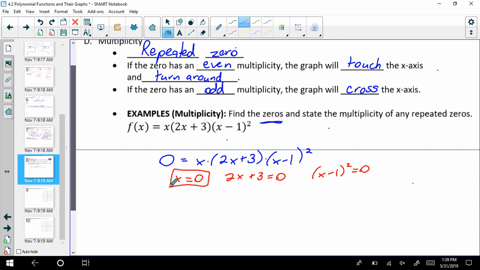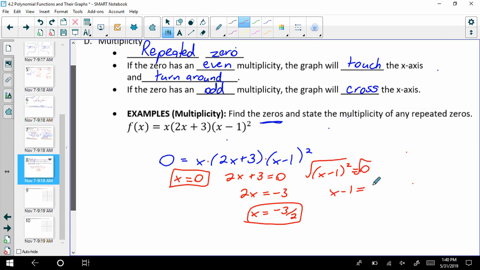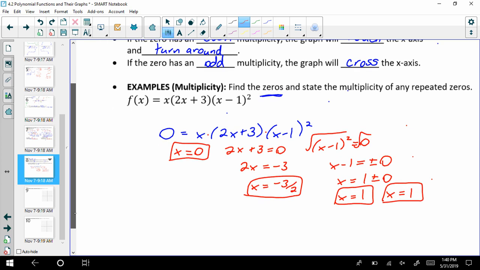So, well, one answer's done. I have an answer of 0. Next guy, if I subtract 3 and divide by 2, there's my second answer, negative 3 halves. And this last one, if I square root both sides, technically I do get plus minus 0 because I took the square root. So I would have to do 1 plus 0, which is 1, and 1 minus 0, which is 1. So I would get the answer of 1 twice.